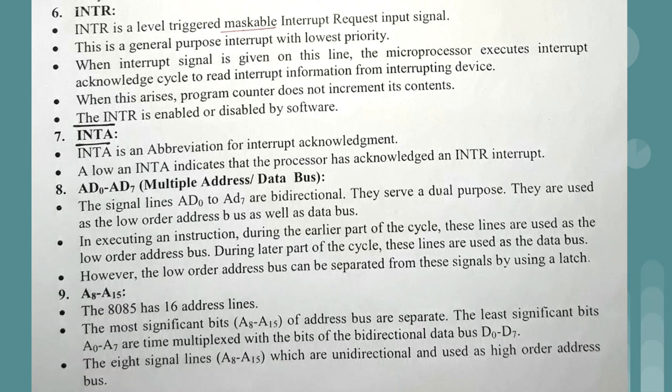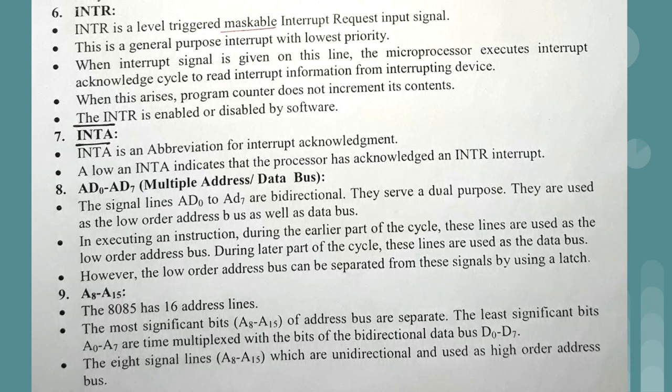Then next, after INTA we are having a total of 8 bus lines, that is from AD0 to AD7. So basically in the round bracket, what we have written after AD0 to AD7 is multiplexed address/data bus. It means these are the bus lines out of all those 16 address lines which we are using as a data bus as well as an address bus. And this is the reason why they are also called multiplexed, because AD0 to AD7 are the lines which we are using as a data bus as well as an address bus. So that information they have given.